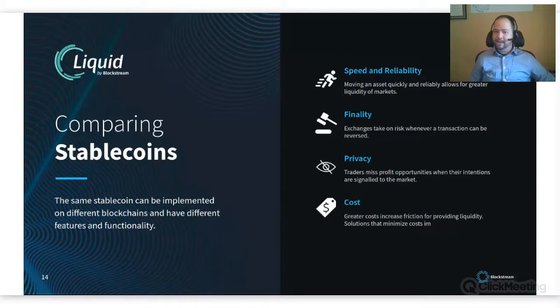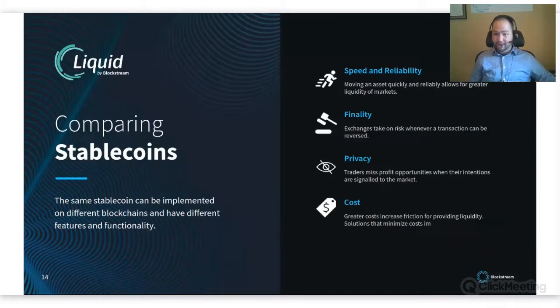Privacy is also another key component here. If someone can see movement of funds and track what they're being used for, that's going to leak a lot of information that can cost traders money. And the last one is cost. If you have to send a bank wire that costs $50 versus a stablecoin transfer that's 10 cents, that's really important.